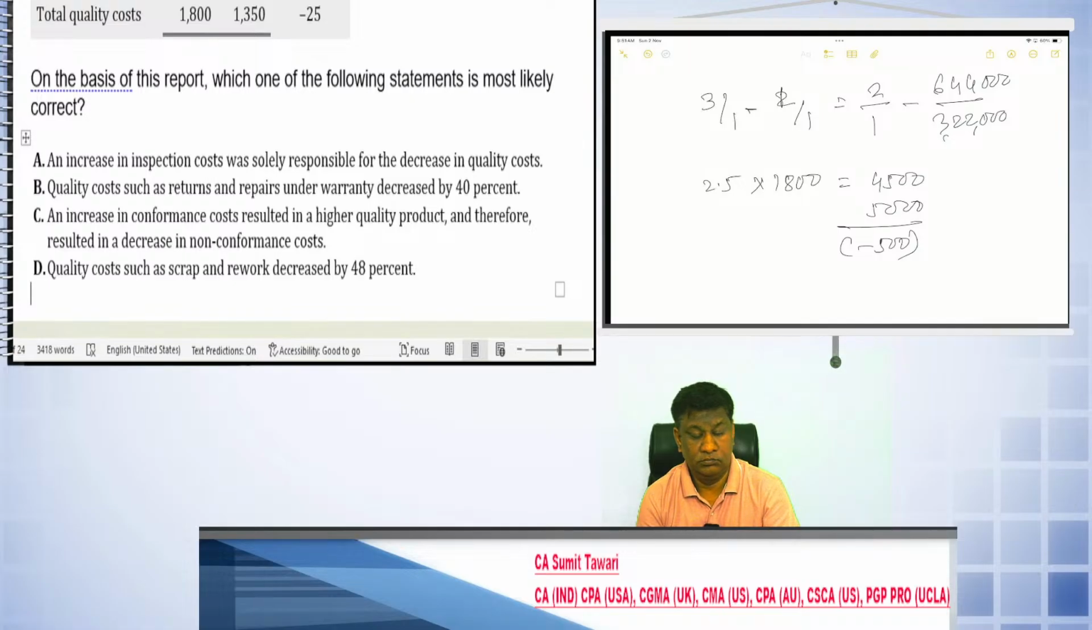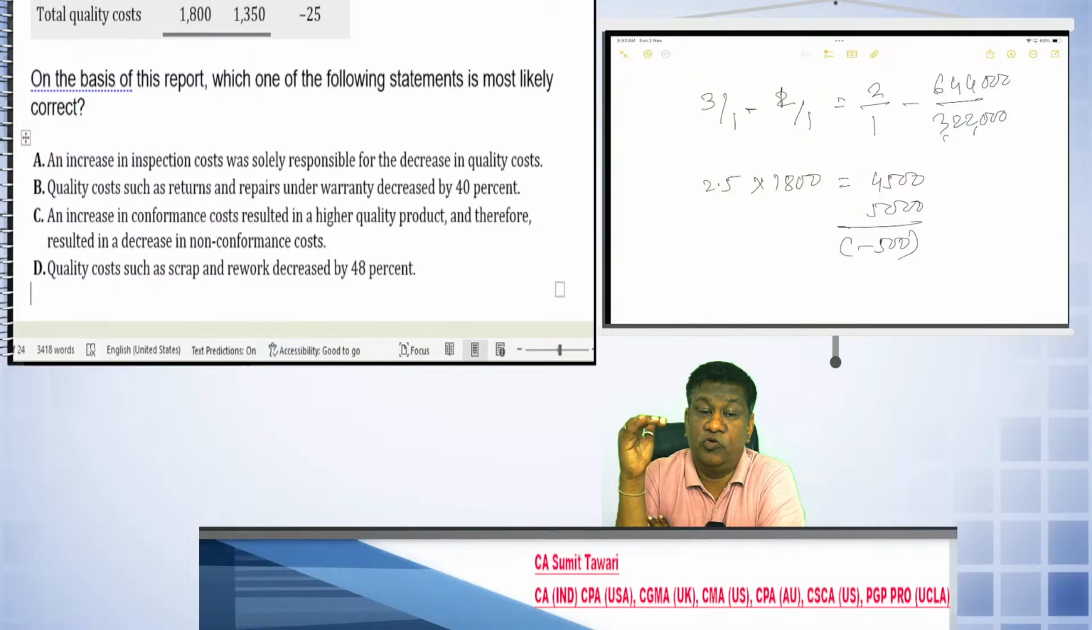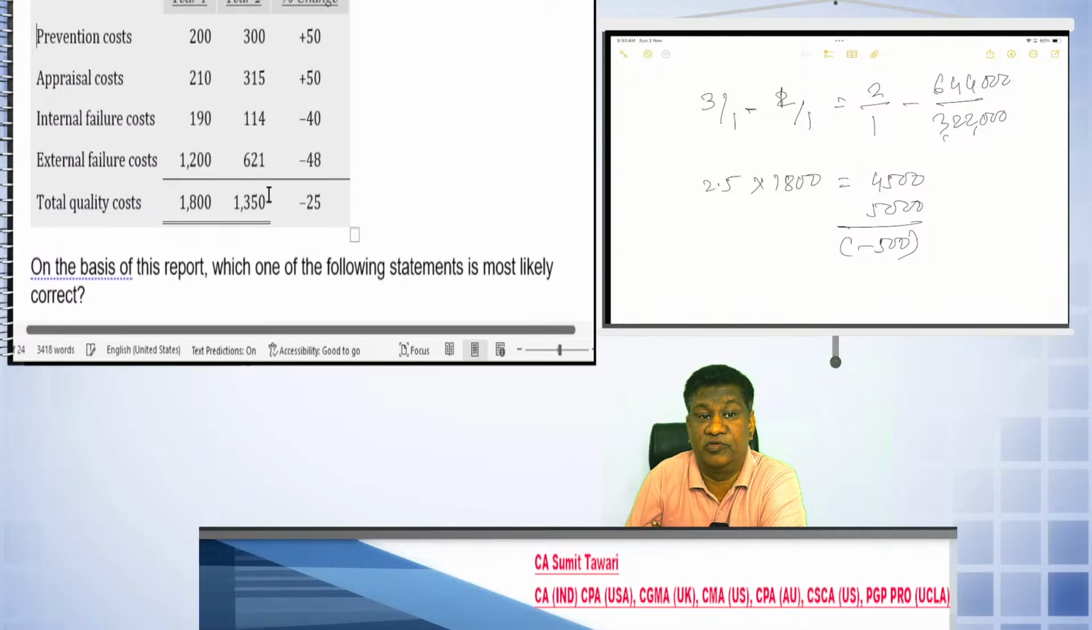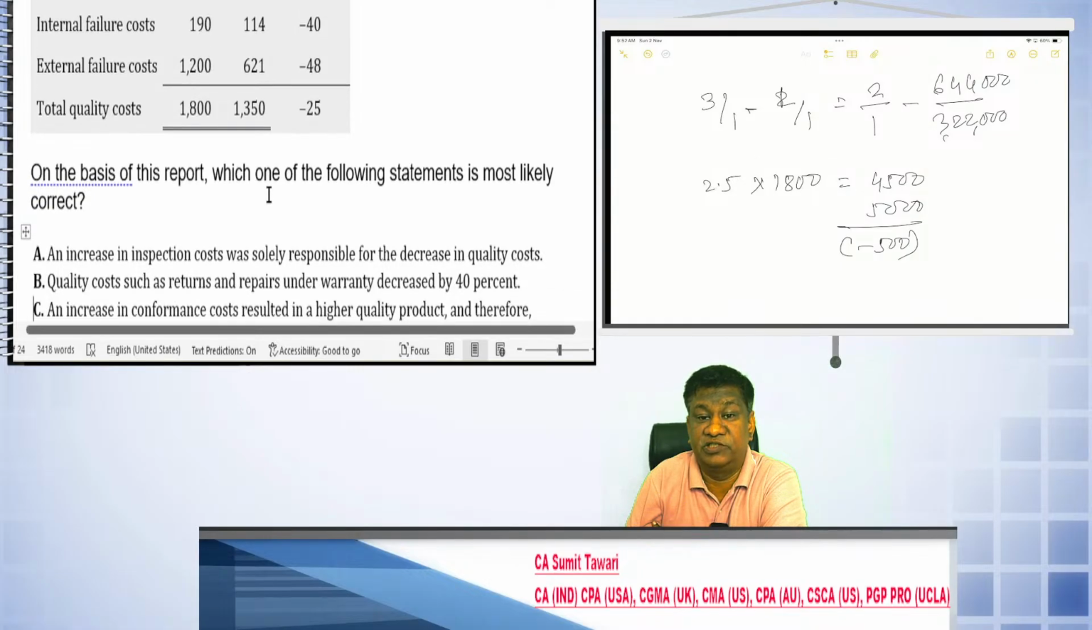So can you please explain option A or C? Yeah, so an increase in inspection cost was solely responsible for the decrease in quality cost. Means because we spend more on inspection, because of that the quality cost decreases, meaning the total quality cost. So see what happened. Earlier it is 1800 and now it is 1350. So that's why it is expected, and that is because we incurred a good amount on inspection. That's why the total quality cost goes down.